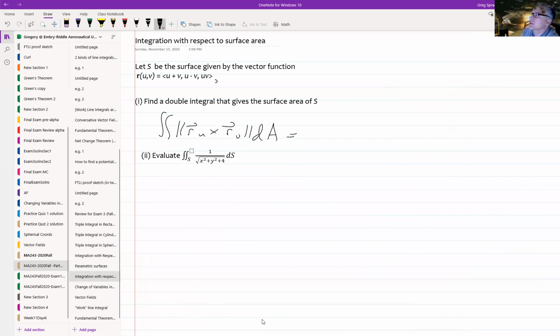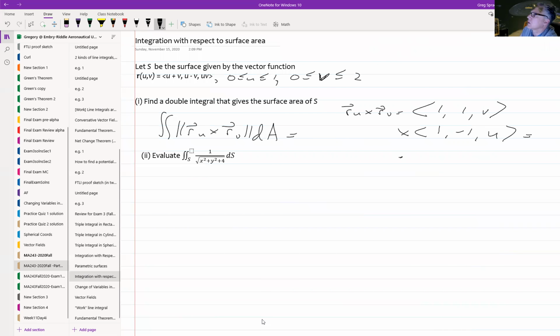Oh, and it would have been nice if I'd given the intervals for u and v. Let's let u go from 0 to 1 and v go from 0 to 2. Sorry about that. Okay, so gotta find r_u cross r_v. r_u is (1, 1, v). r_v is (1, -1, u). That turns out to be (u plus v, v minus u, 2).